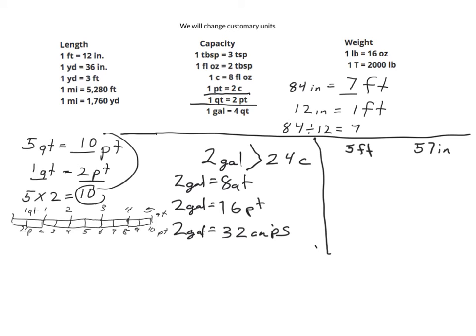Let's do one more. 5 feet, and we're going to compare it to 57 inches. So we know 1 foot is 12 inches. So we need to think 5 times 12, which equals 60. So 5 feet equals 60 inches. And so 5 feet is greater than 57 inches.